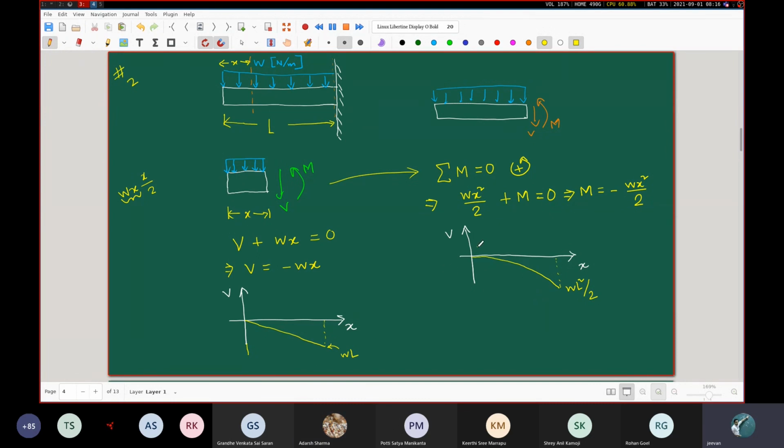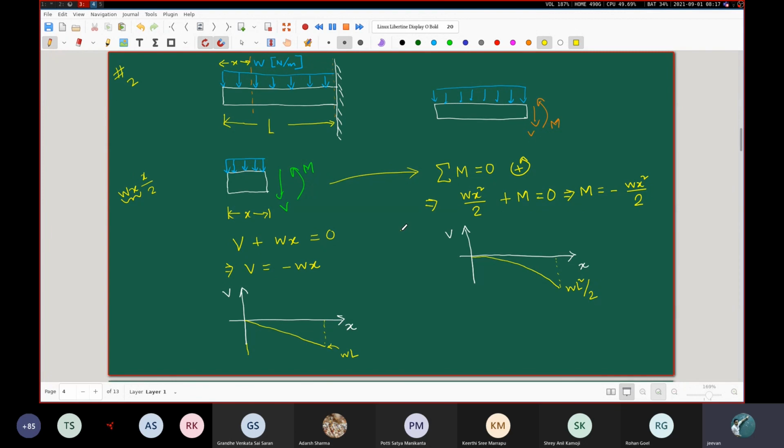See, for this easy example, the expressions are coming out in a very simple fashion. V is minus Wx, M is minus Wx square by 2. Everything is nice and easy. However, in a more complicated situation, and we are going to address some of those, you will see that drawing the shear force and bending moment diagram will still be easy as far as the intellectual effort is concerned, but it will be a little bit time consuming because you will have a number of different parts of the beam which are subjected to different kinds of loads.